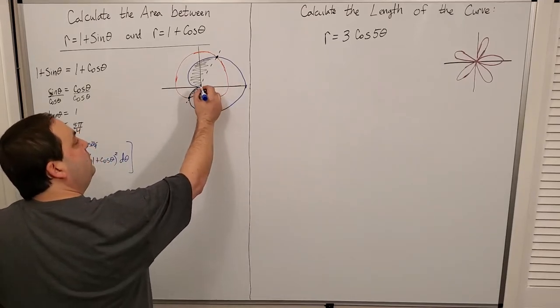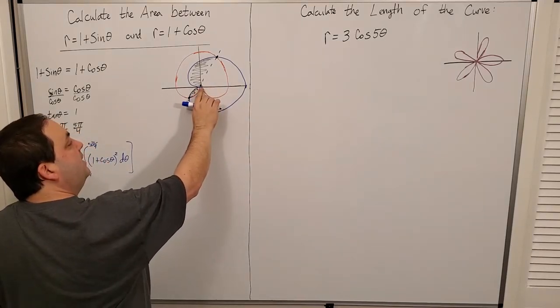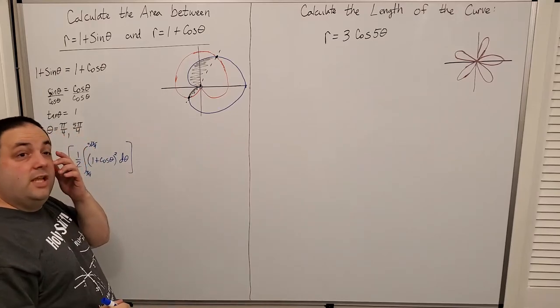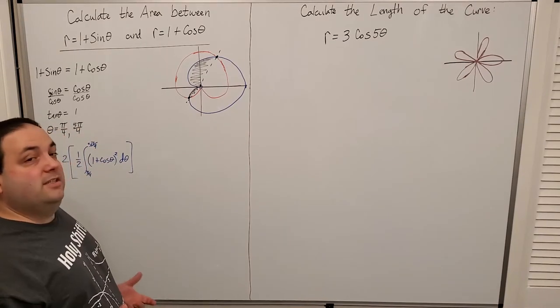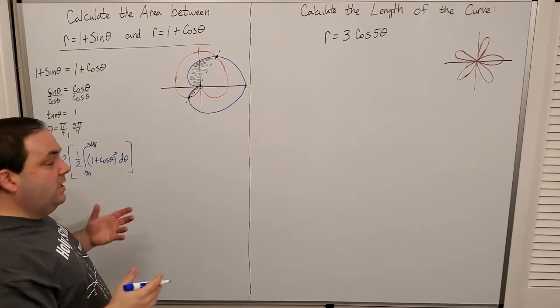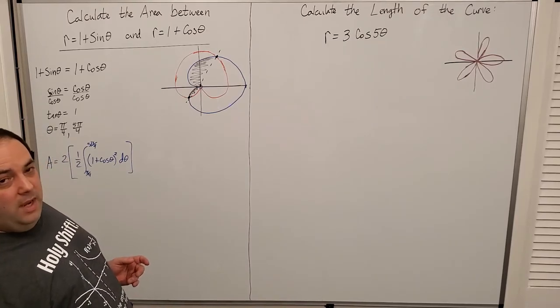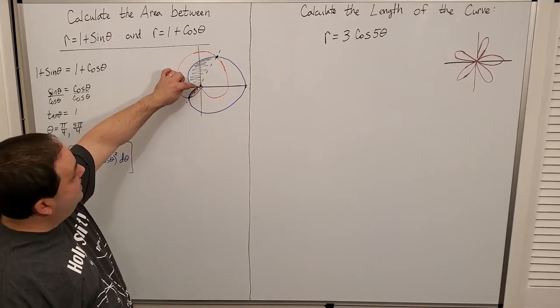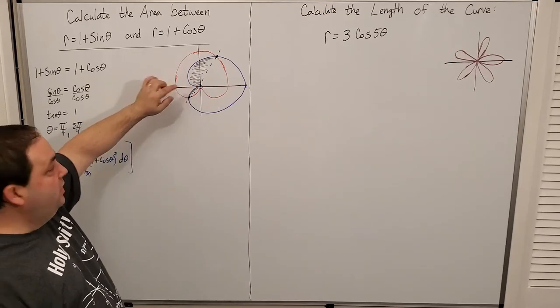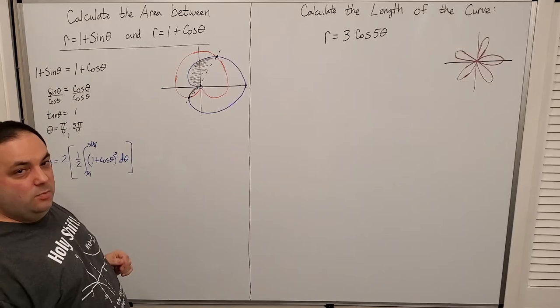You could actually split this into two integrals if you wanted to take into account the middle intersection point. Because of the way my symmetry is set up, for this particular problem I don't need to. But don't forget that you can, and sometimes you may have to. You always need to find all of the intersection points, even if your equations don't display them.